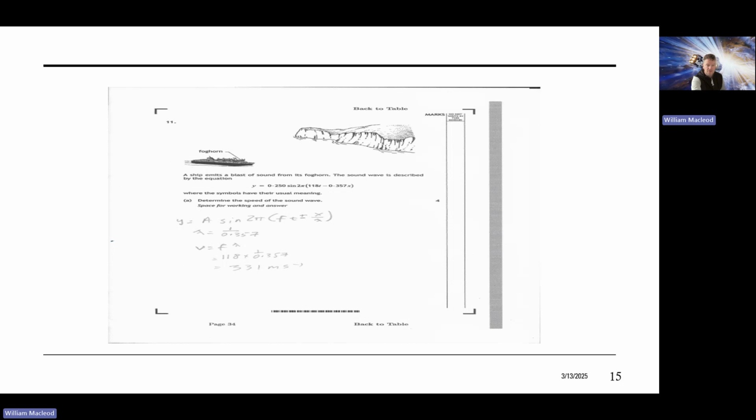So I've got the general wave equation put down there. From that general wave equation, comparing it to the equation above, we can work out that the wavelength is 1 over 0.357, and we can also work out from that equation that the frequency is 118. Combining those things and putting it into speed equals f lambda, we work out that the speed is 331 meters per second.